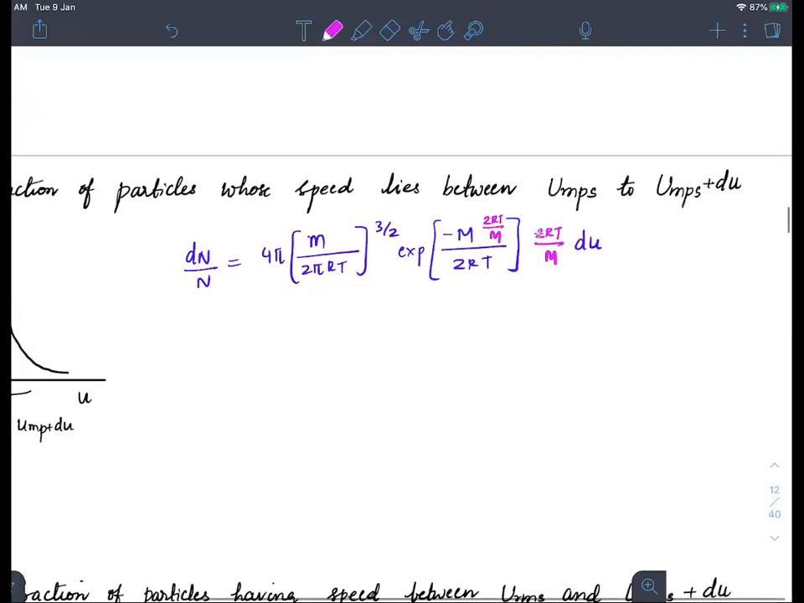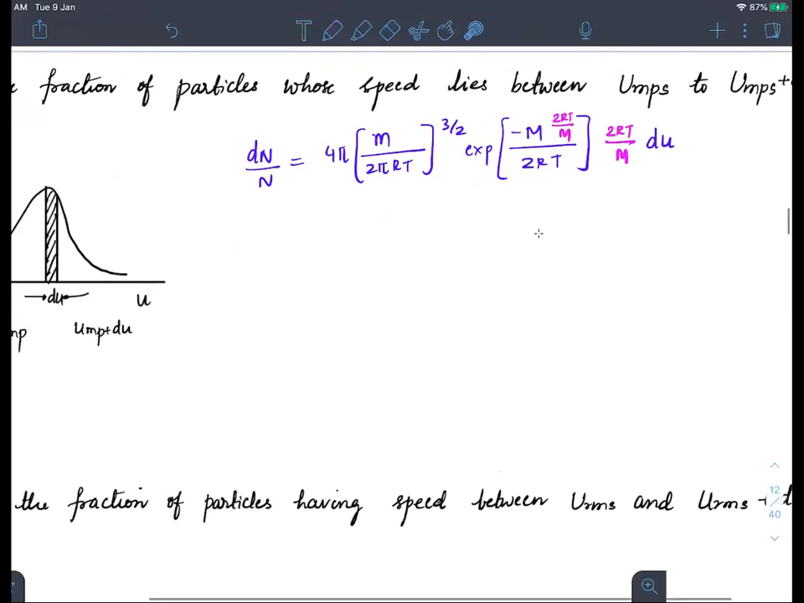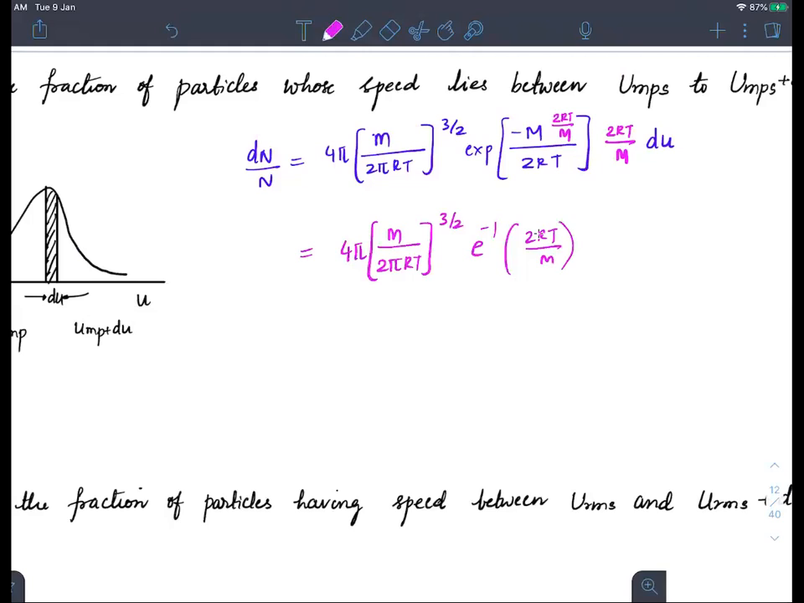You can see in the exponent, everything is getting cancelled. m will get cancelled here. 2RT and 2RT will get cancelled here. So what is left out here? You will get this as 4 pi into m by 2 pi RT whole raised to power of 3 by 2, exponent minus 1, since everything is getting cancelled out there, multiplied by 2RT by m into du.